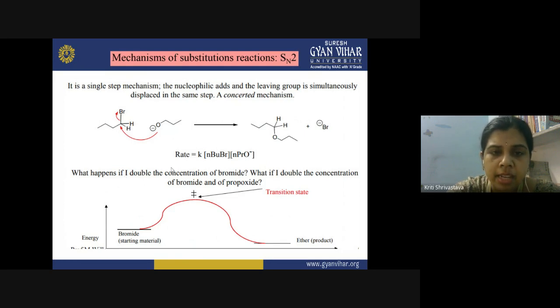If you double the concentration of the bromide, what happens? It will increase the rate of the reaction. That will reflect in the rate of the reaction. So this is the energy diagram. You can see this is the alkyl bromide, which is the starting material, our reactant, and it passes through an activation energy barrier.